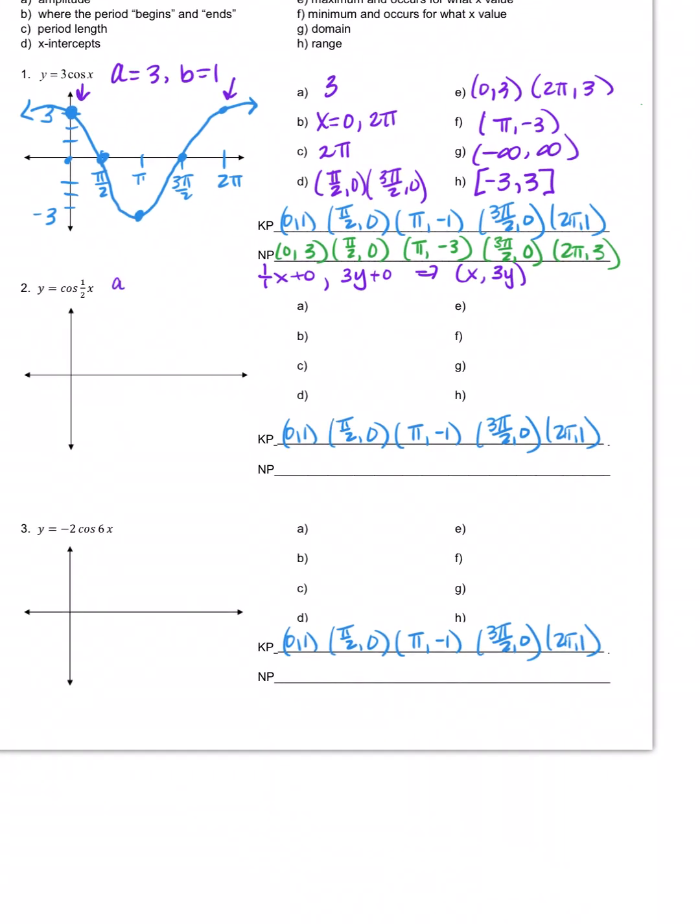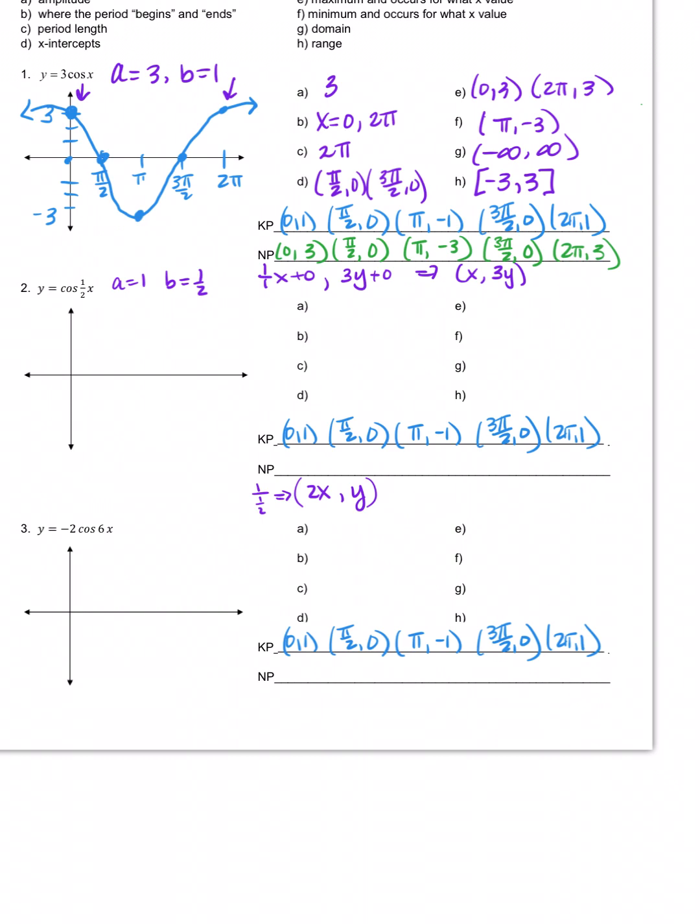Let's try the next one. Okay, A is 1. B is 1/2. C is not there, D is not there. So what's going to happen? When I do 1 over 1/2, keep it, change it, flip it, doesn't that turn into 2x? And then y is just y. There's no C, there's no D. So really I'm just multiplying my x values by 2. Y values are staying the same.